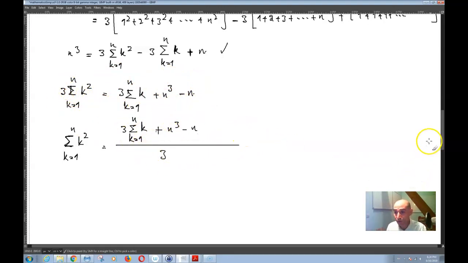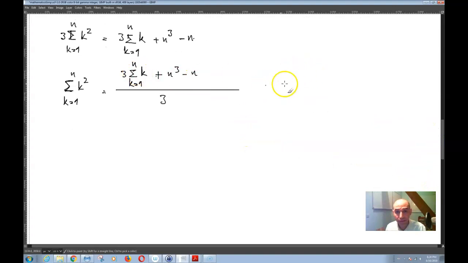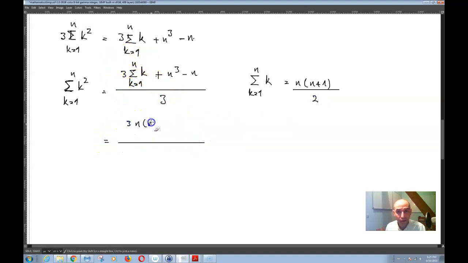Now, what I can do is that I know that sigma k, as k goes from 1 to n, is equal to n times n plus 1 divided by 2. So I can write this as 3 times n plus 1 divided by 2 plus n cubed minus n over 3.